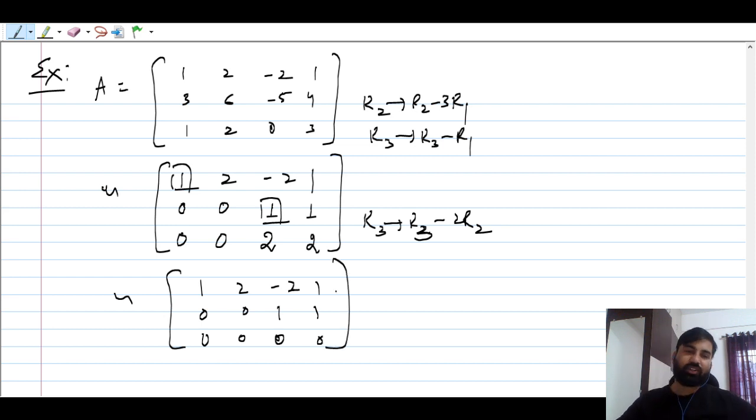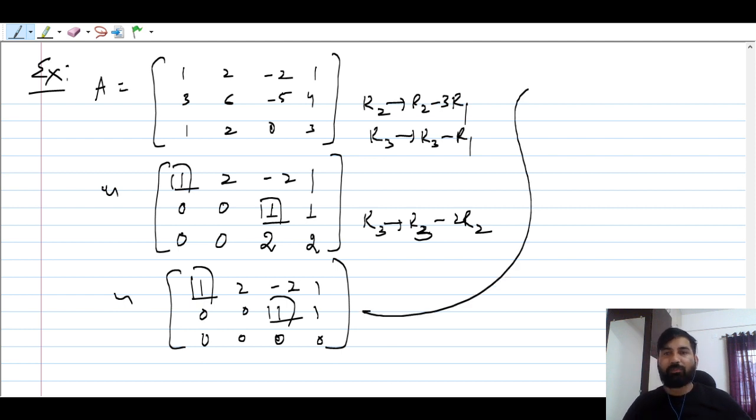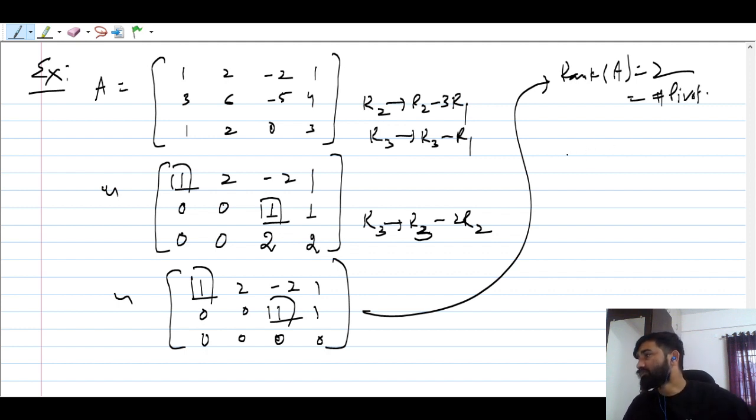Aap dekh sakte ho ki yahan par how many free variables are there? One pivot here, one pivot here. So you can say that there are two free variables, right? Yahan par aap bata sakte ho ki rank of the matrix kitni hai? Rank of A is basically 2 because the number of pivots in the columns is 2 here, right?